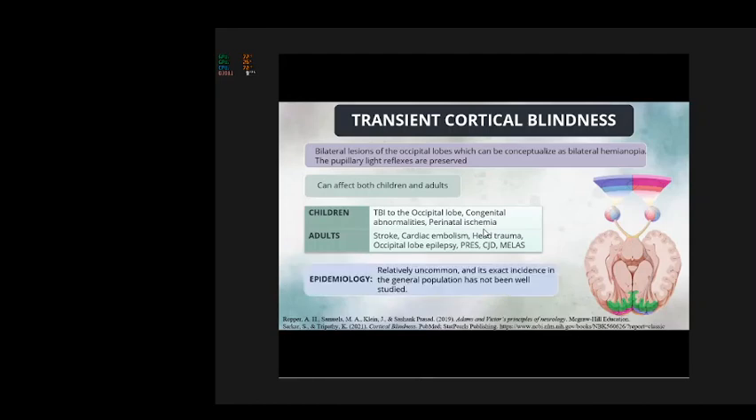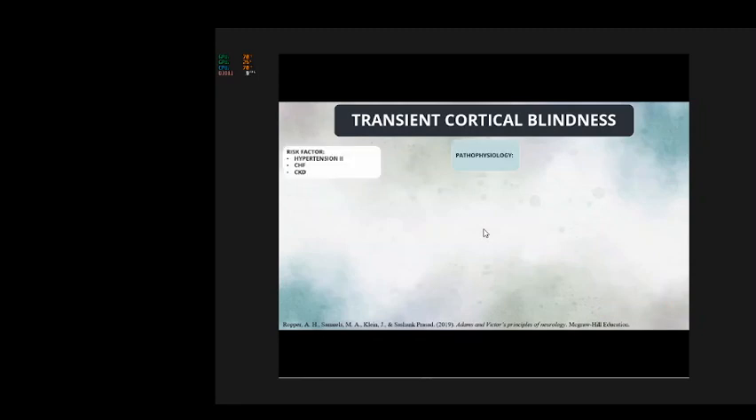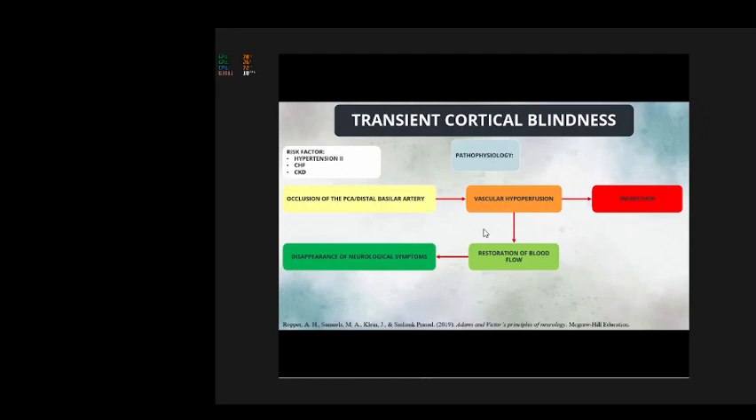So you've mentioned a bilateral hemianopia with pupillary light reflexes preserved. So stroke is the most common. Cardiac embolism, head trauma, occipital lobe epilepsy, PRES. Okay, next slide. Okay. So in this patient, there was vascular hypoperfusion, but the blood flow was immediately restored. Yes po, Doc. Okay, next.